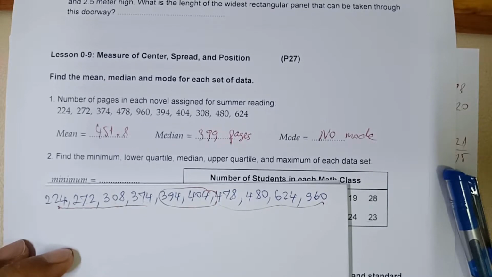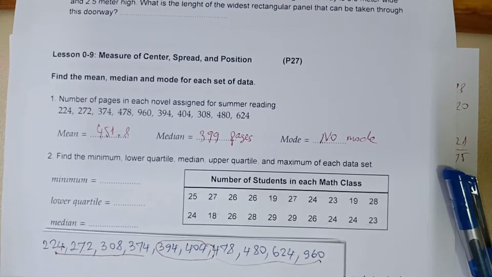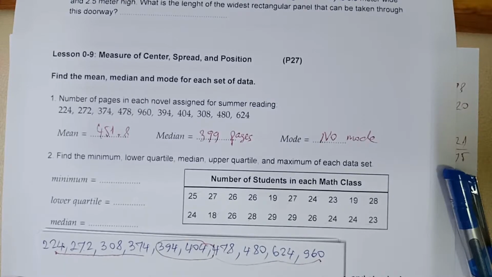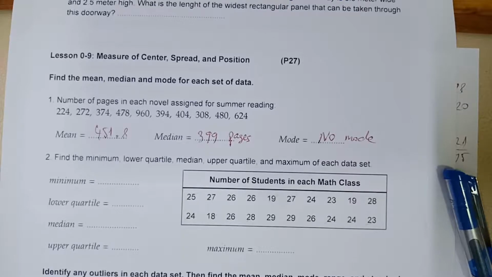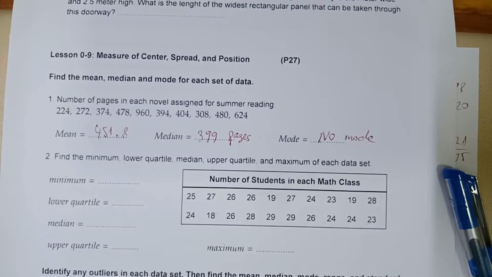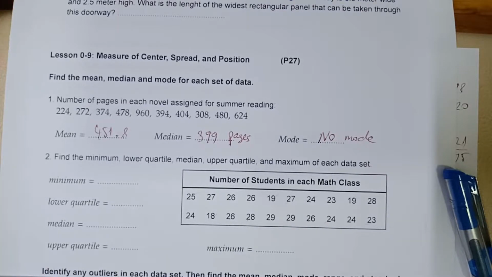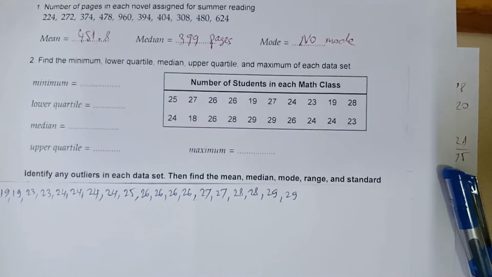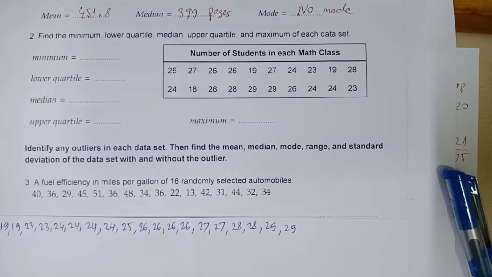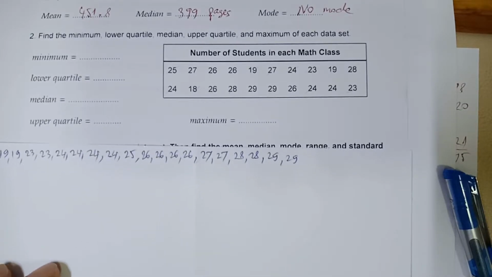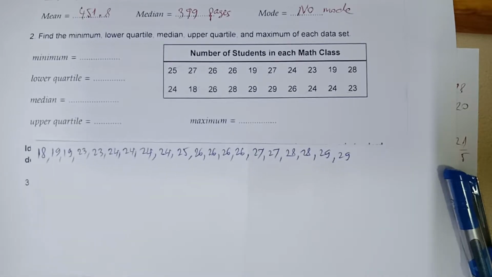For number 2, finding the minimum, lower quartile, median, upper quartile, and maximum of each data set. First of all, you need to arrange the data from least to the greatest first. Arrange it in order. Okay, I already did this part for you. So here is the arrangement of the numbers from least to the greatest. Now let's answer the questions.